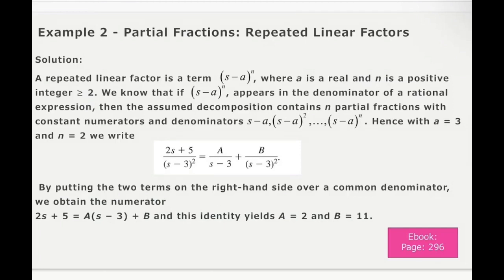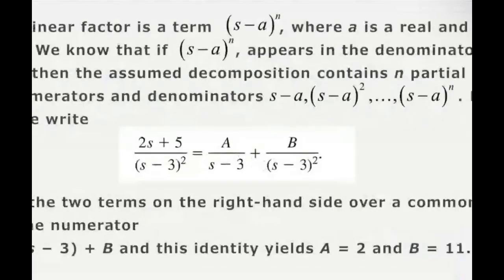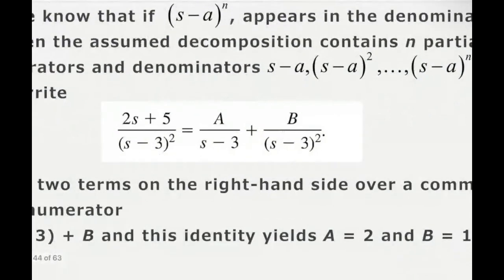We know that if (s minus a) to the power of n appears in the denominator of a rational expression, then the decomposition contains n partial fractions with constant numerators and denominators (s minus a), (s minus a) squared, and so on until (s minus a) to the power of n. Hence, with a equal to 3 and n equal to 2, by using this method we can also decompose this fraction into this type of function.